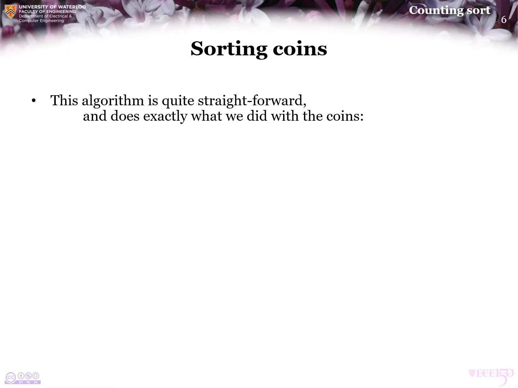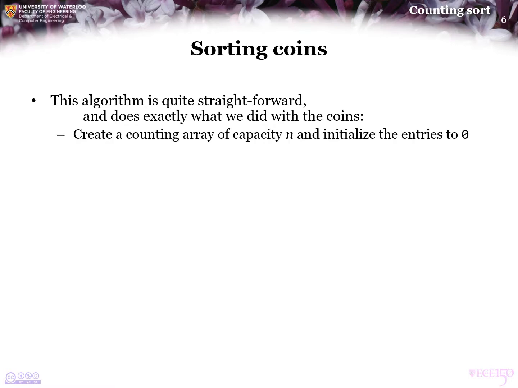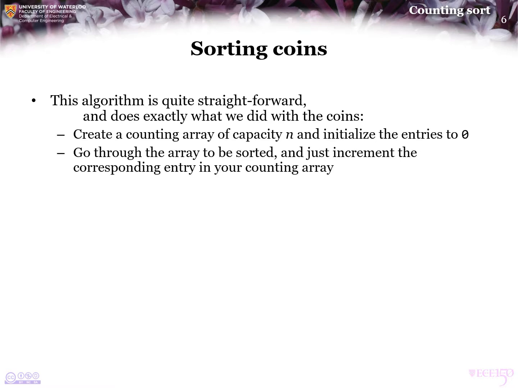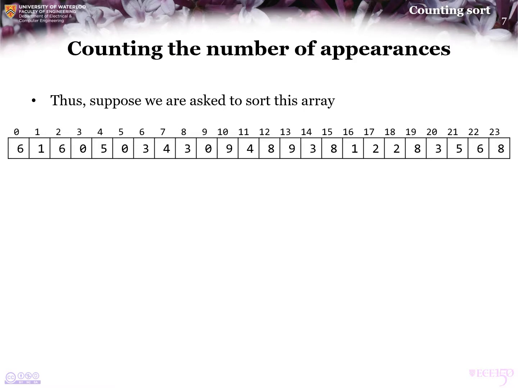So the algorithm that we are going to implement is quite straightforward and does exactly what we just did with the coins. We will create an accounting array of capacity n, and we will initialize each of the entries of that array to 0. We will then go through the array to be sorted and just increment the corresponding entry in the accounting array.